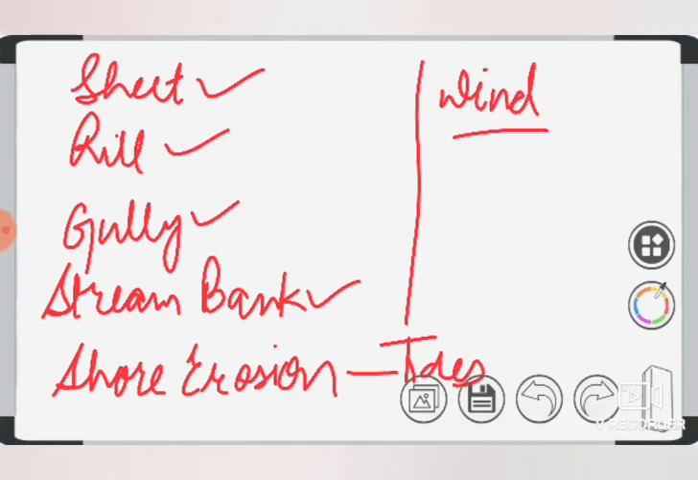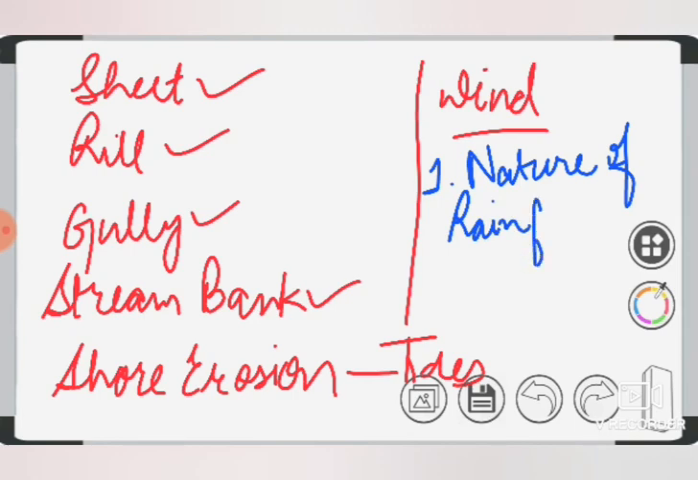Other factors which can cause erosion, the very first one is nature of rainfall. What kind of rainfall is there? When we talk about rainfall, it is very high or low. If it is very high, it is very dangerous. The rapid downpour is very dangerous. It is the cause of mostly gully erosion and sheet erosion also. But the rain should be very high, the downpour should be very rapid.